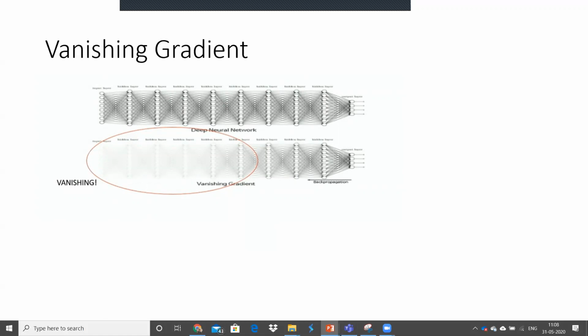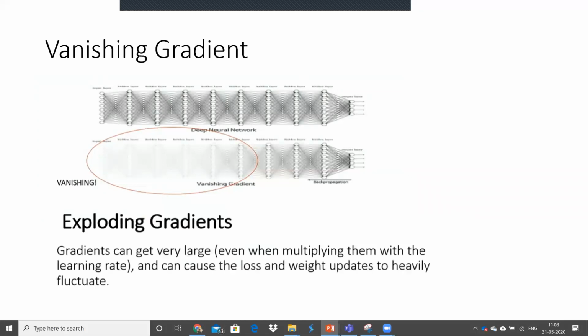The solution for this we can discuss further during the LSTM. The LSTM, long short-term memory, is a solution that helps prevent the vanishing gradient. Another problem with an RNN is the exploding gradient.